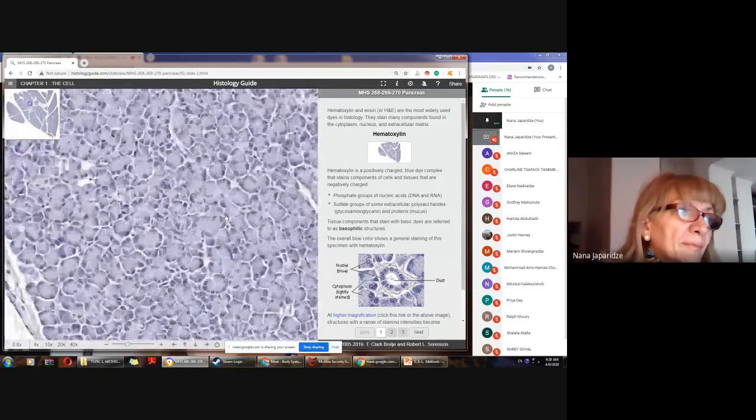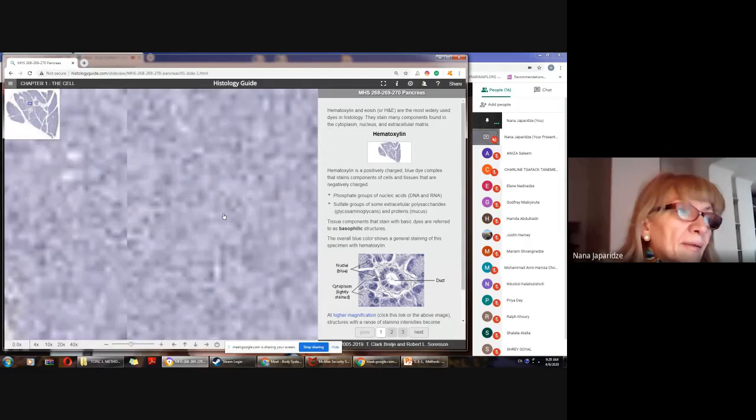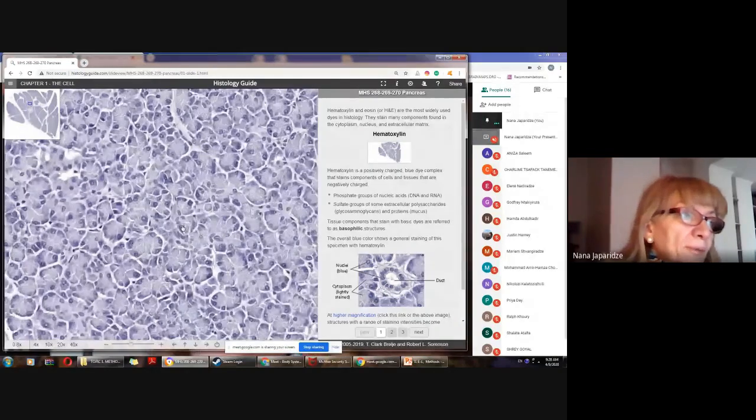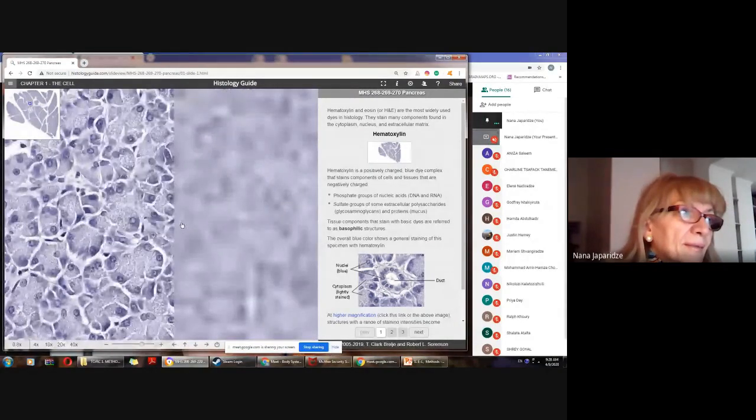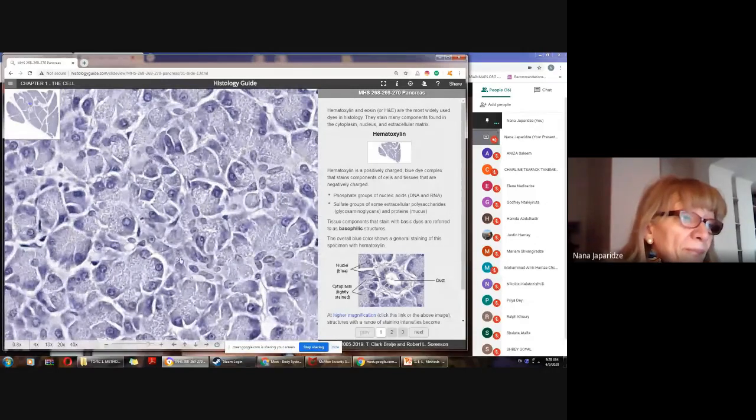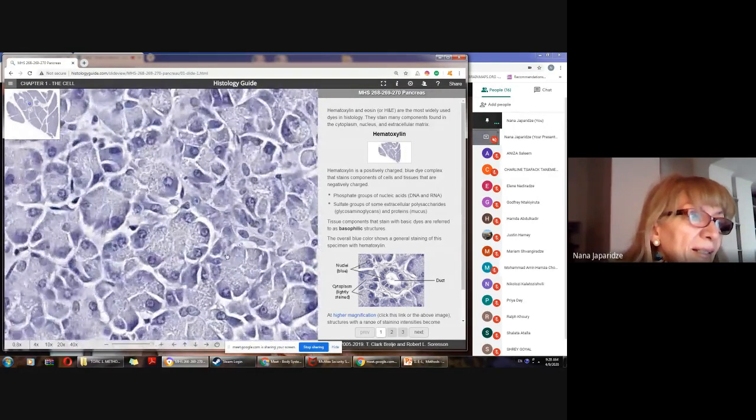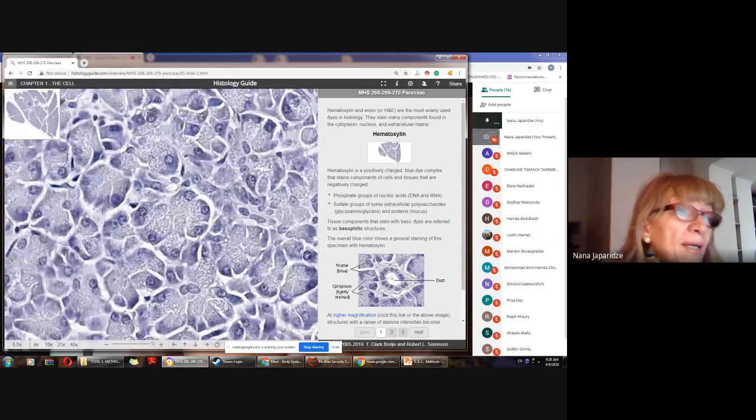Look, what you see here are islands of cells. Here the cells are allocated in groups, and you see here, for example, the cell itself, another cell, another cell, another one, another one.